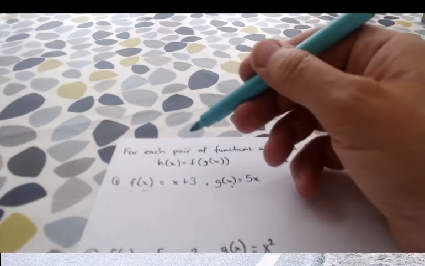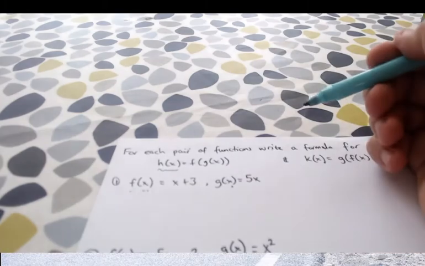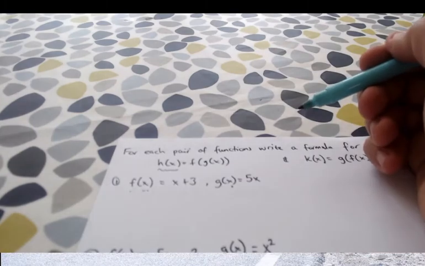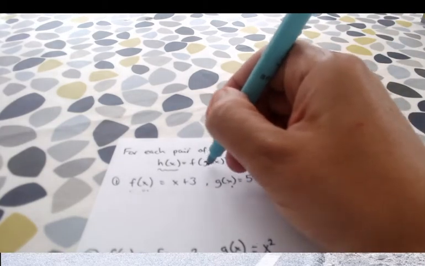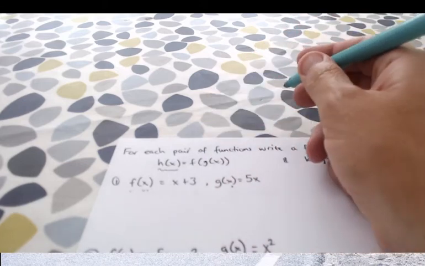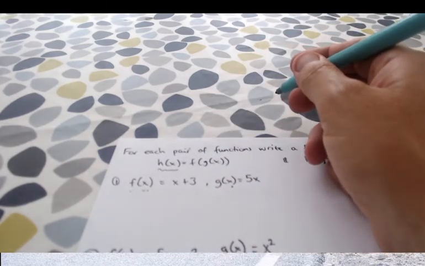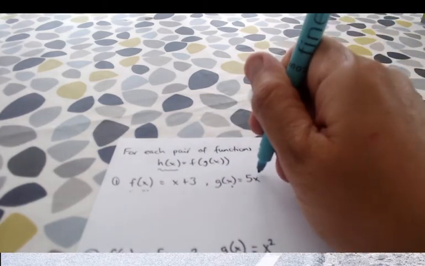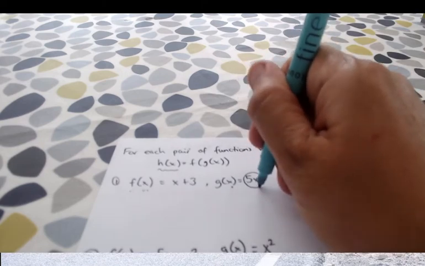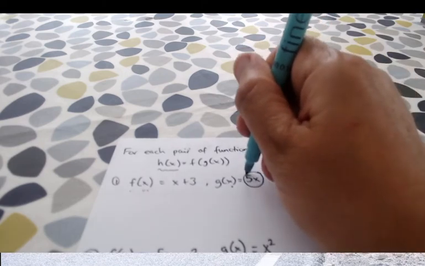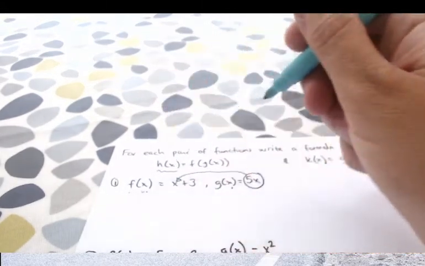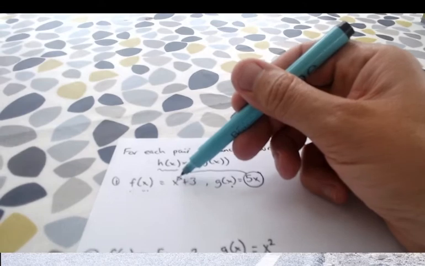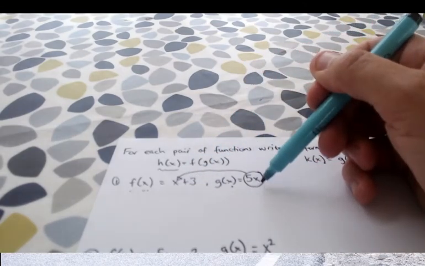What I'm looking to do here is create a new function, which I'm calling h of x, because f and g had already been used. And I am going to attempt to put g of x inside f of x. Sounds a bit weird. I'm going to attempt to put this thing here, g of x, inside this thing here. So this letter x is going to be replaced by this whole thing.